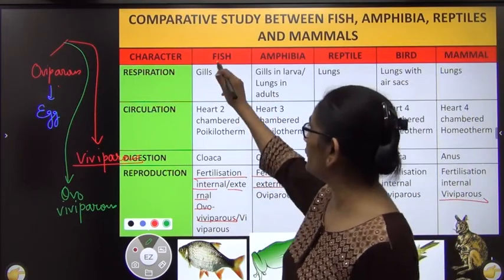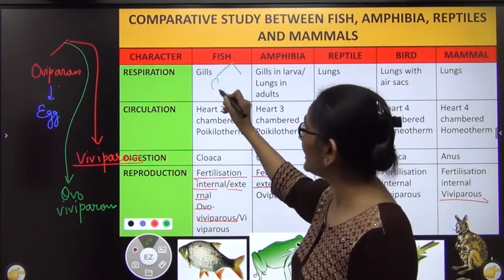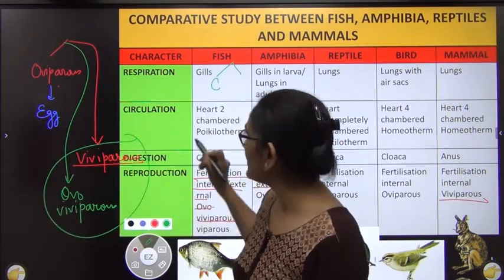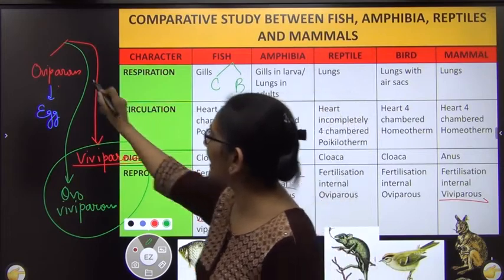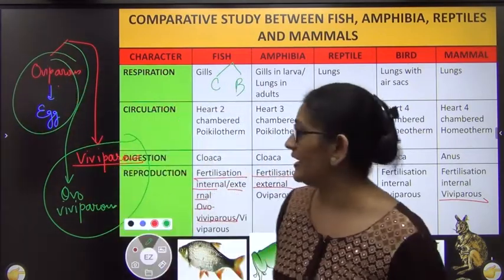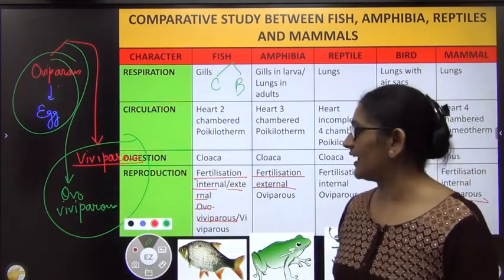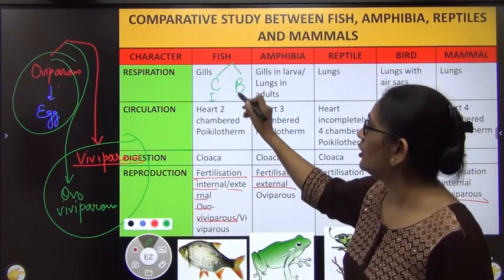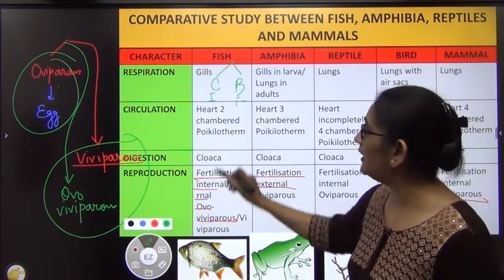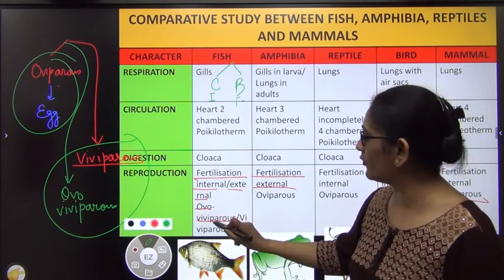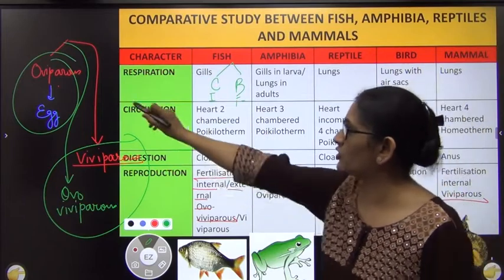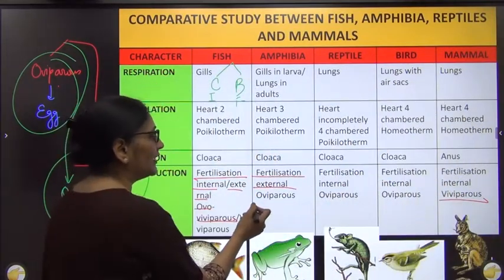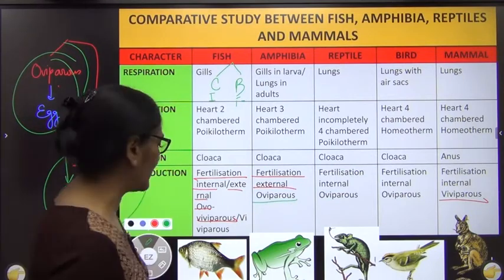So let me tell you, there are two types of fish. The cartilaginous fish are either viviparous or ovoviviparous, while the bony fish is actually oviparous, they lay eggs. So that is why I have said here that fertilization in cartilaginous fish will be internal, in bony fish it will be external. Cartilaginous fish will be ovoviviparous or viviparous, bony fish are going to be oviparous. After that, amphibia, they are oviparous and the fertilization is external.